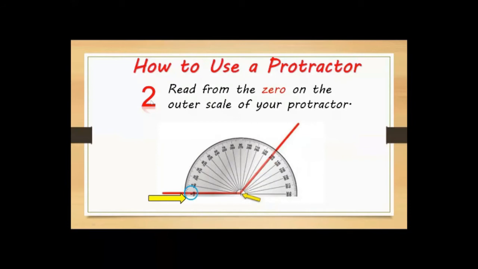Okay, here's the second step. Read from the 0 on the outer scale of your protractor. As you see, there is a red line which is our angle, and this is the vertex of the angle. Now here we start from the outer scale. Outer scale means the protractor has two scales, the inner scale and the outer scale. So where the line coincides with your protractor line, here we start our counting from 0. As you see students, in the outer scale there is 0 mentioned here, so we count from here, whichever angle we are measuring.